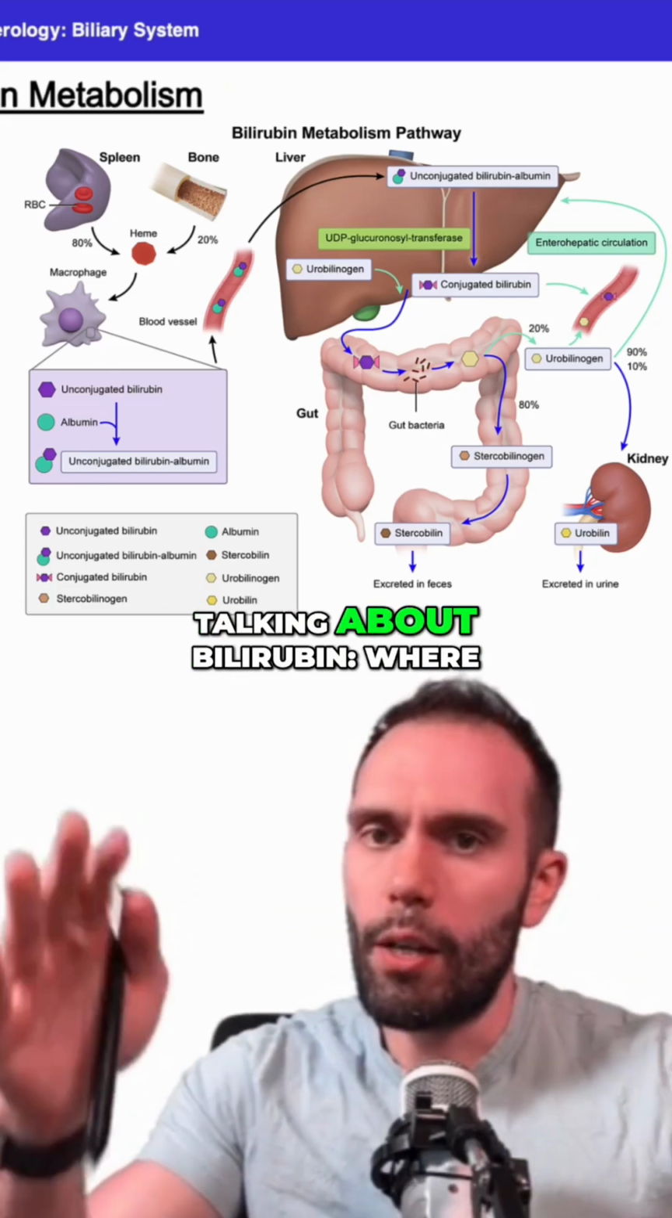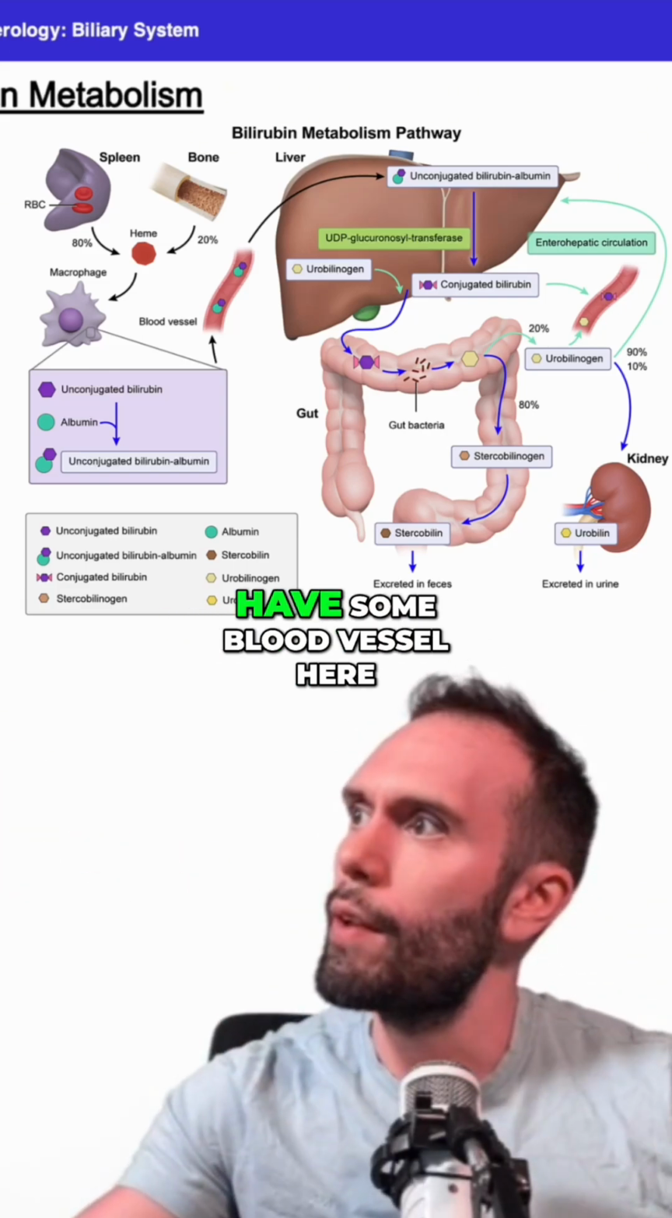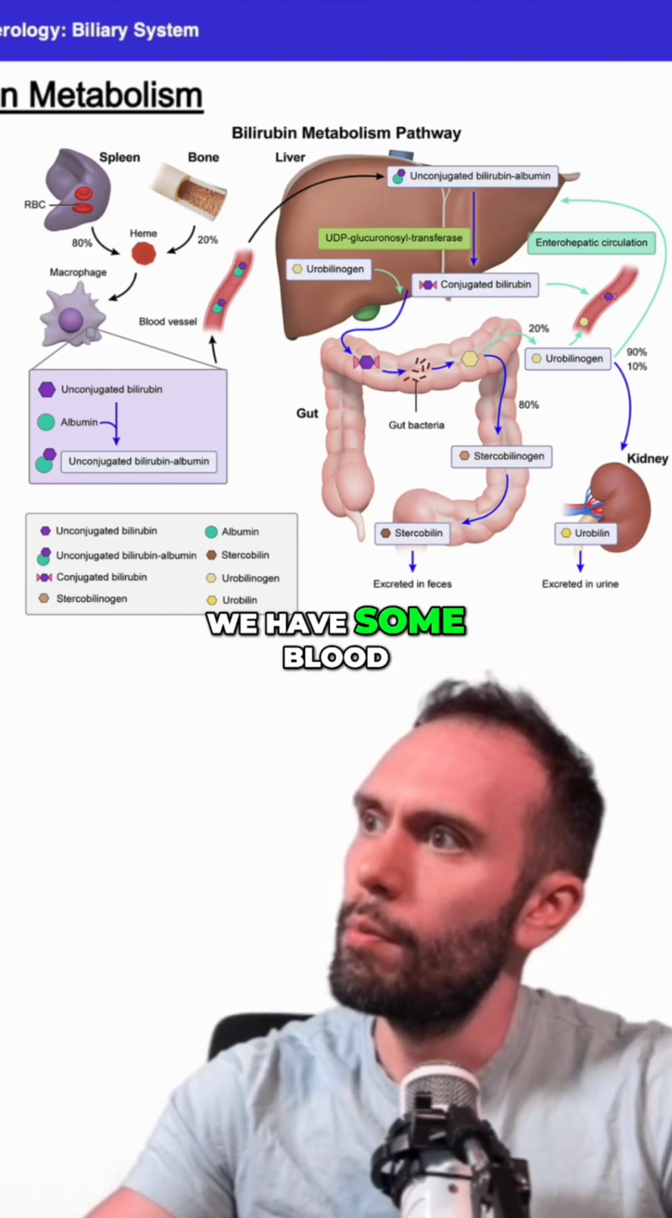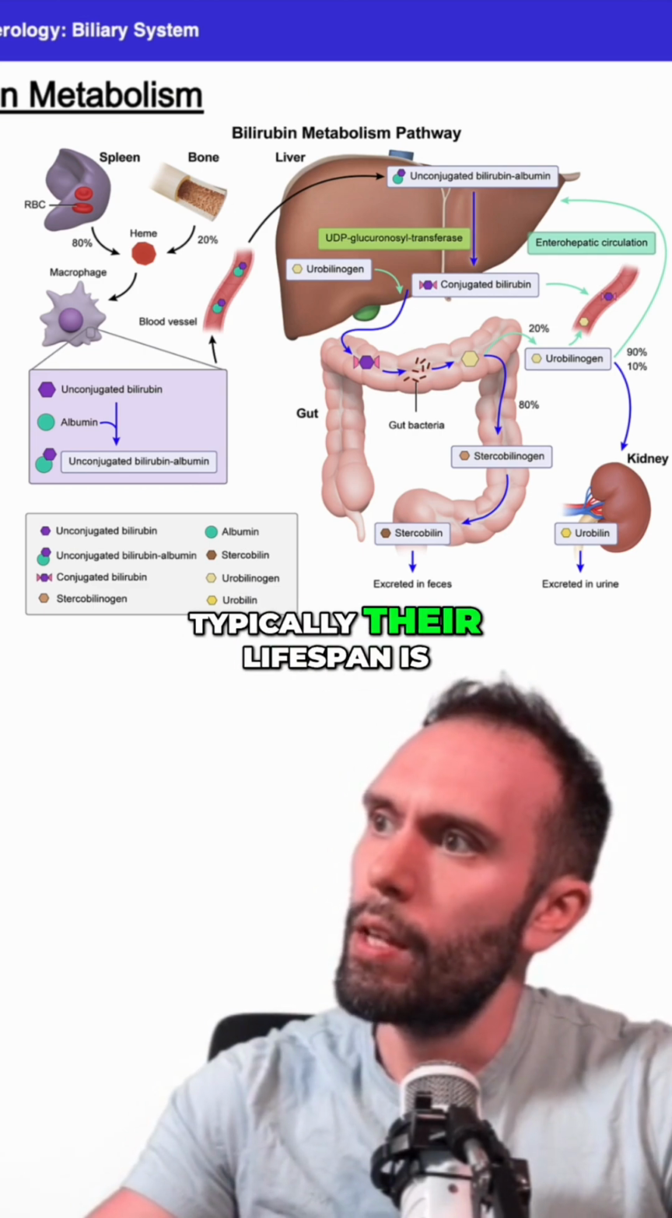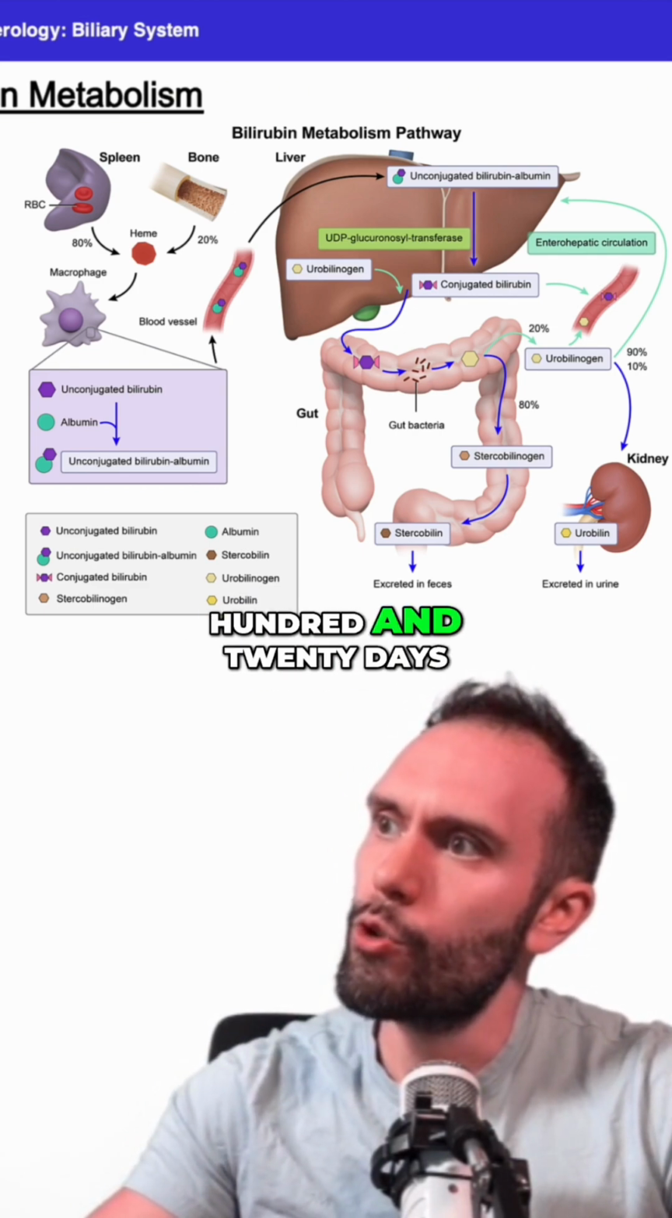The first thing to understand when you're talking about bilirubin: where does bilirubin even come from? Okay, so if we have some blood vessel here, and maybe we have some red blood cells traveling through this blood vessel. Now, these red blood cells, typically, their lifespan is going to be about 120 days in adults.